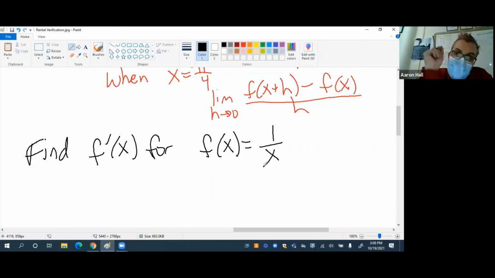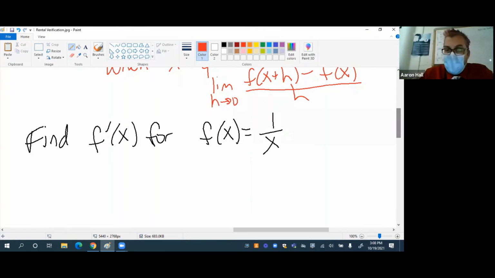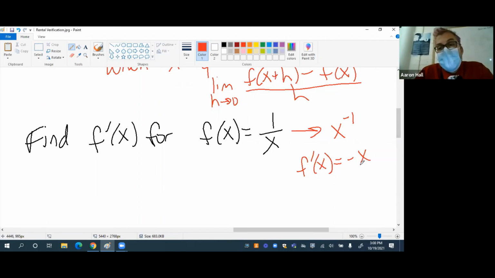We know what this is already. We did it earlier today. We did this using the power rule. How do we do this using the power rule? This is the same thing as x to the power of -1. Using the power rule, what do we get? F prime of x equals what? Negative x to the -2, which is the same thing as negative 1 over x squared. Does that look right to you? Using the power rule, that's what we get.